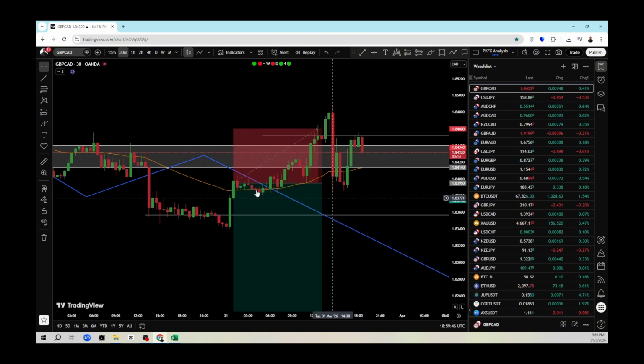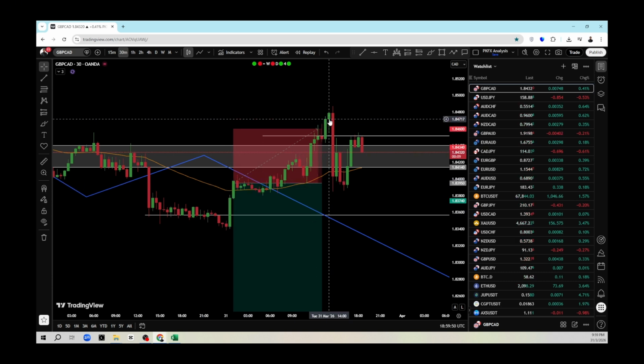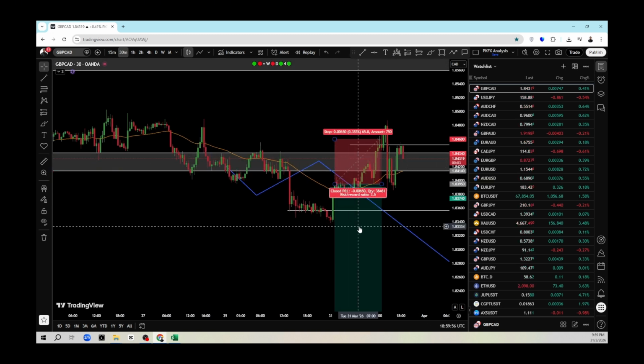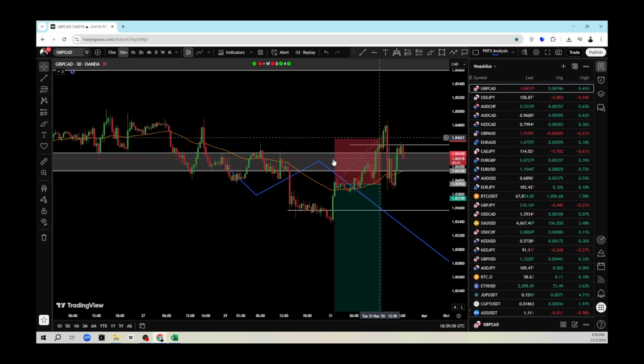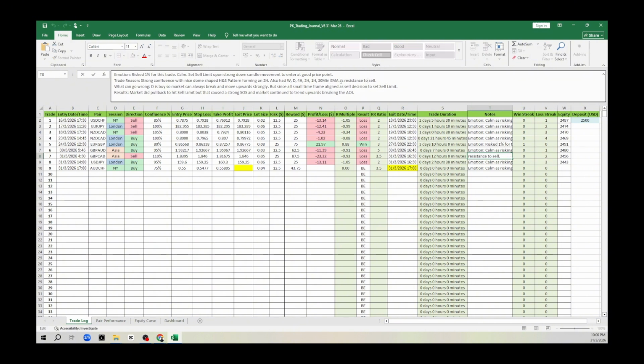And unfortunately, upon entry, this strong pullback ended up taking the stop loss. So I believe it is what it is. If the trade played out, this would have been a perfect 1 to 3.5. Unfortunately, it has hit the stop loss. Therefore, I've updated accordingly, and I've updated the Excel over here. All this EMA as a resistance, not support. Okay, resistance to sell. And I did also mention what can go wrong.